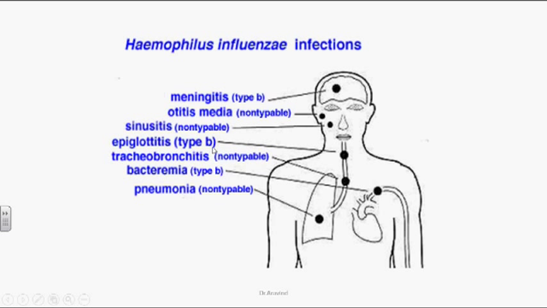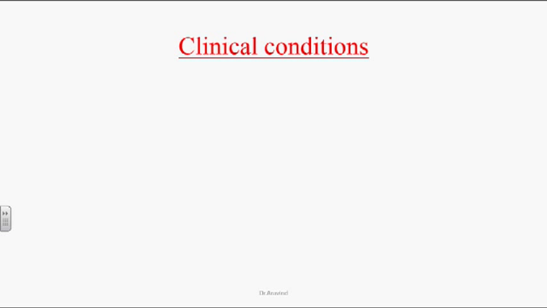Acute epiglottitis is majorly by type B organisms. Tracheobronchitis is because of non-typable organisms which are trapped in bronchial areas. Bacteremia is majorly because of type B organisms. Pneumonia is by non-typable organisms.